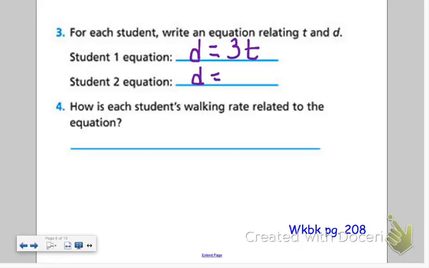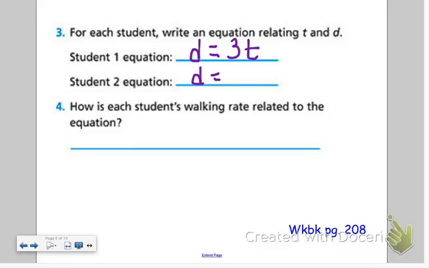If you remember from the table, depending on the number of seconds, each time it increased by 3 because student 1 went 3 feet per second. So if it was 5 seconds, we would do 3 times 5. If it was 10 seconds, we would do 3 times 10. If they walked 50 seconds, then we would do 3 times 50, and that would give us our distance. So what do you think student 2's equation would look like?